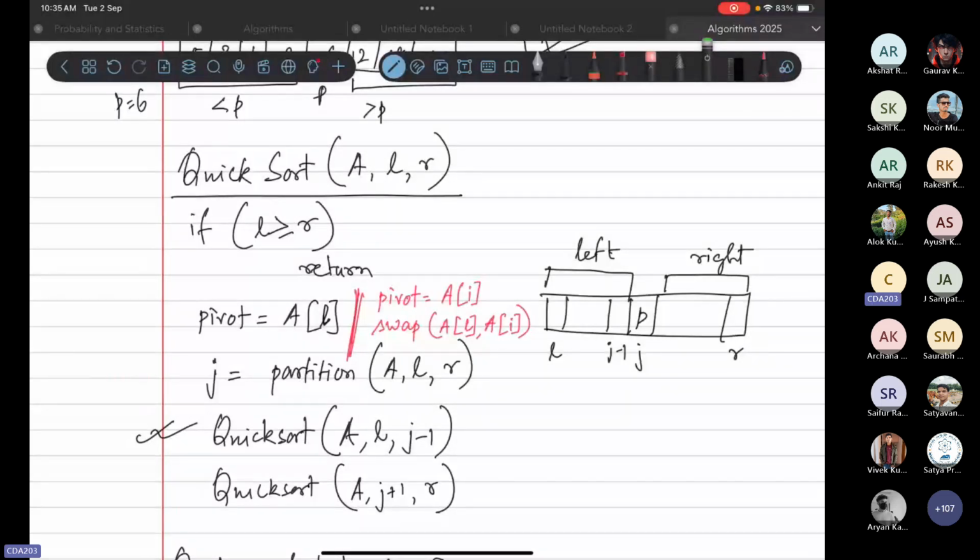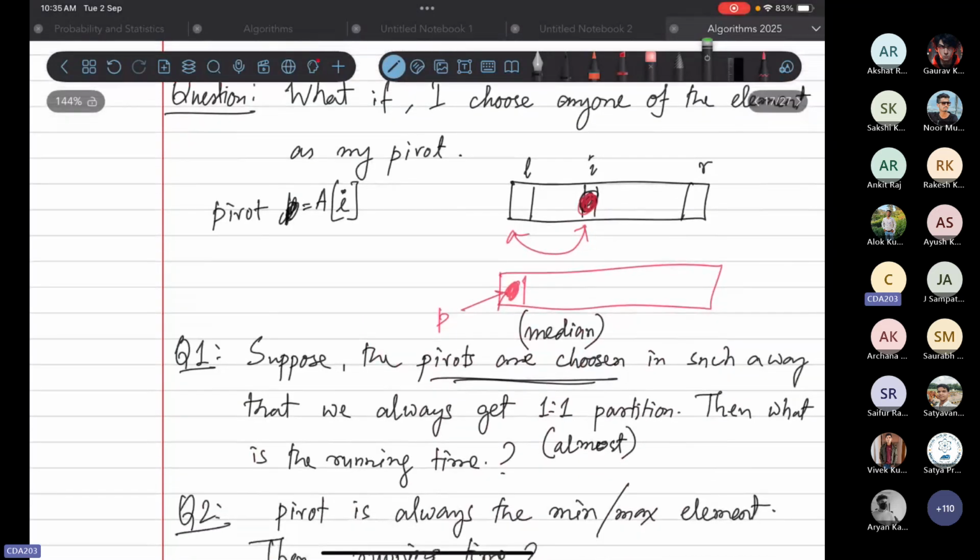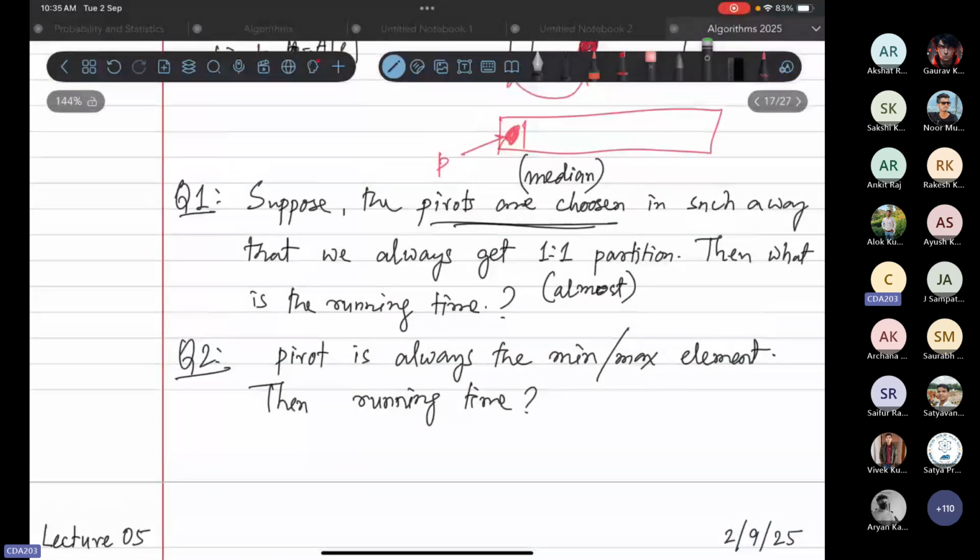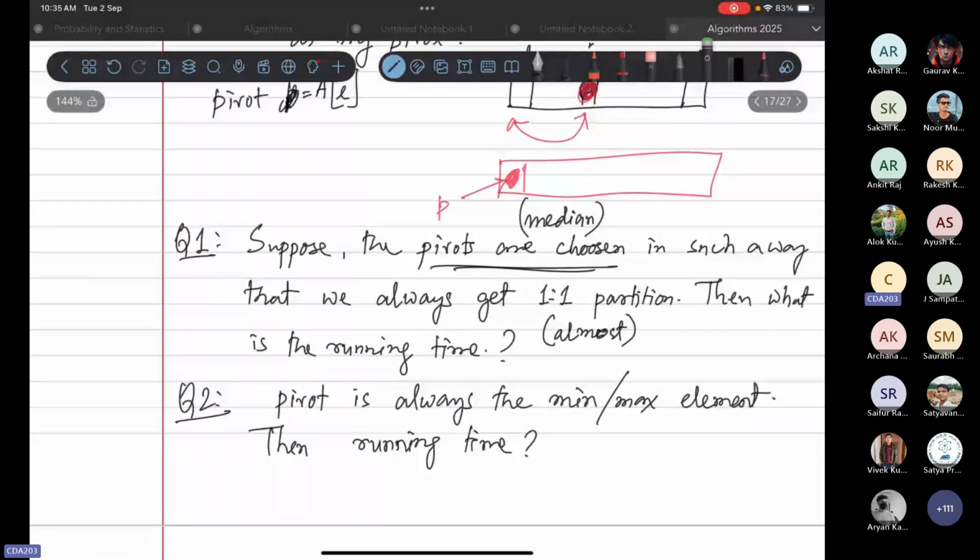Then we talked about what if instead of always taking the first element as pivot, I take any, let's say the ith element, as pivot. What we're going to do then is first swap the ith element with the first element, and then do everything we have done earlier, as if the first element is the pivot again. I ended with these questions, and these questions were discussed in the tutorial class as well.